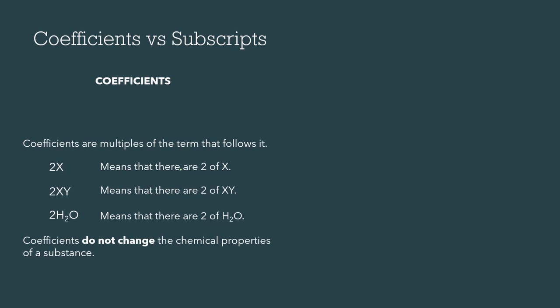2x means that there is 2 of x, 2xy means that there is 2 of xy, 2H2O means that there is 2 of H2O. A very important point to remember is that coefficients do not change the chemical properties of a substance. 1H2O simply means that there is 1 molecule of water. So if you have 2H2O, all it means is that you have 2 molecules of water. Right? Chemically, they're the same. You just have twice as many.